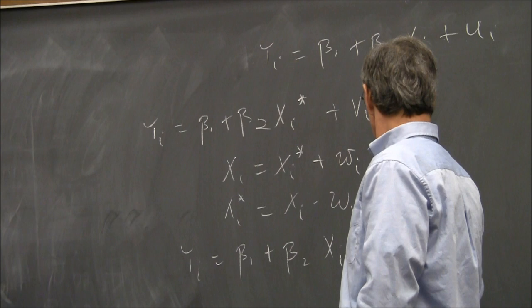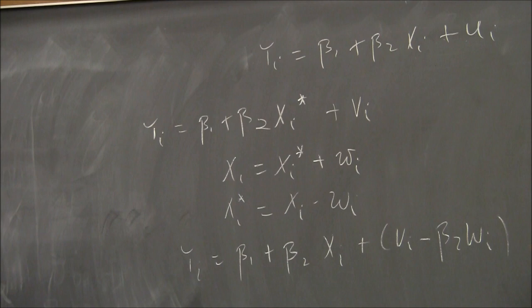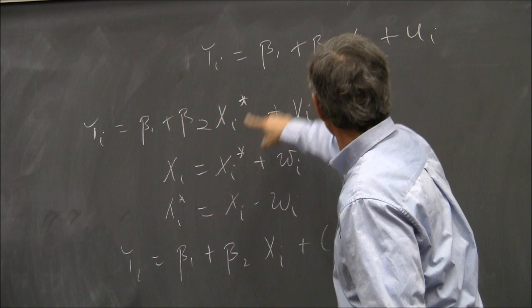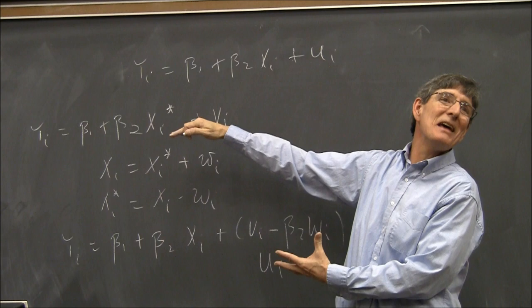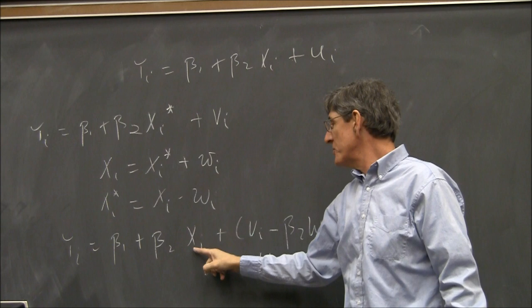So after substituting in and doing this little bit of algebra, you'll get that. Then this is just ui. So now it's in this form. So you just take the true model, sub in the variables that are measured with error, and write it in this form. What you measure, and then the error.